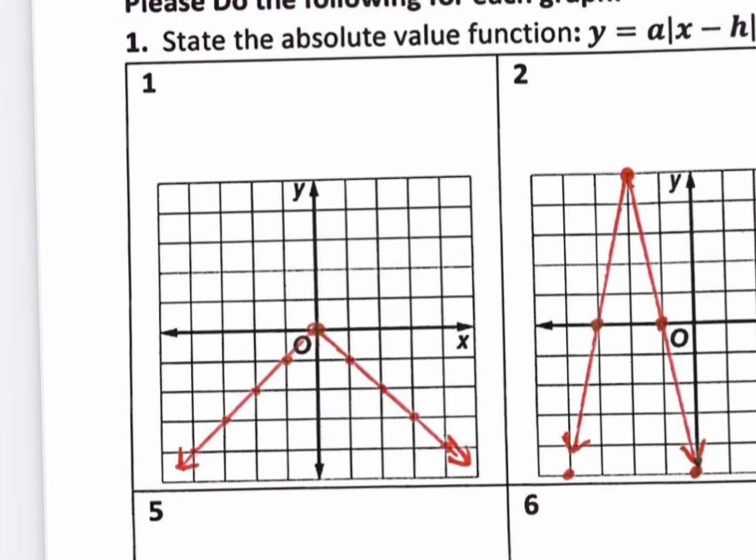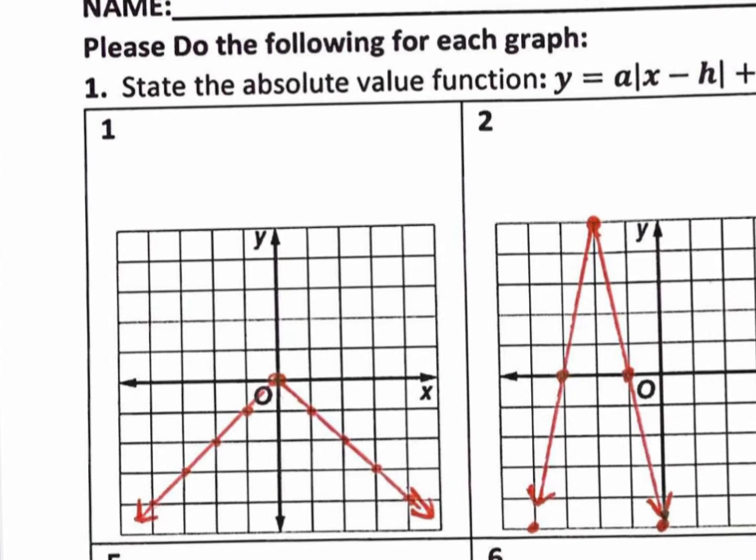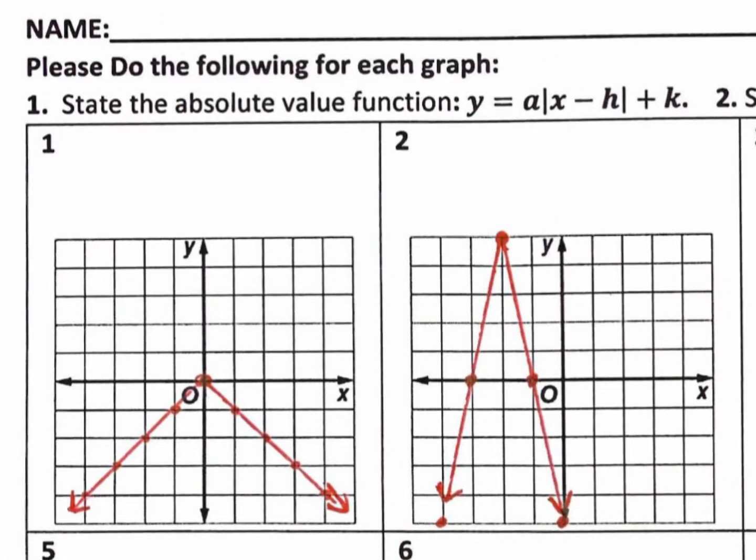So let's take a look at number one. Let's look at the instructions. It says number one, state the absolute value function, and it even gives you the form y equals a. Now remember the a, we kind of pretend that it's like the slope, only in absolute value functions, not in parabolas or any other type of graph. On this one, a is kind of like the slope from the vertex. You rise and run according to this a value.